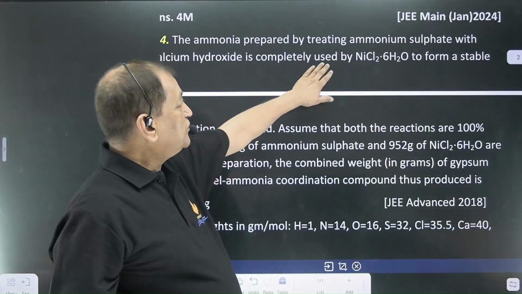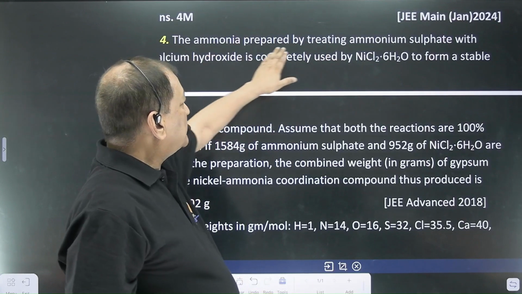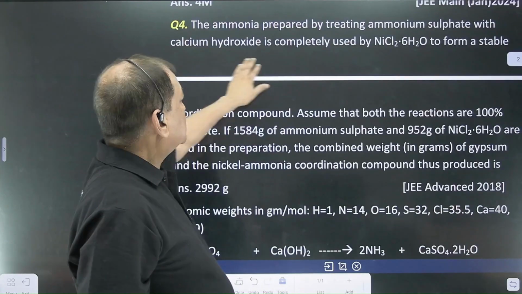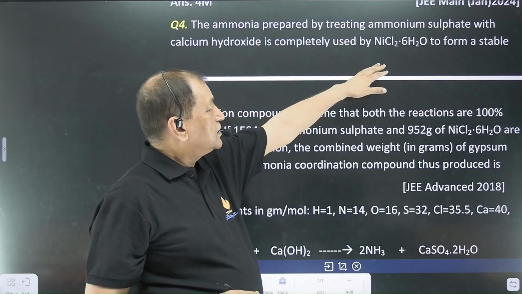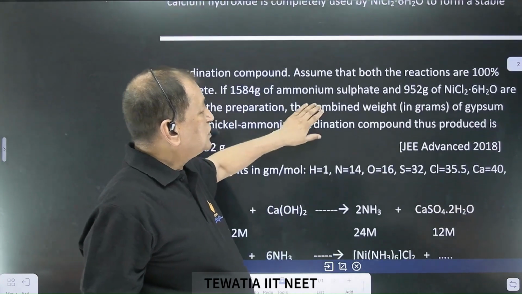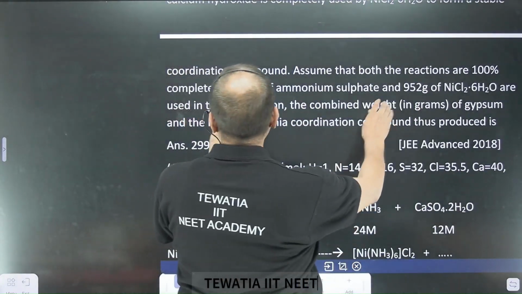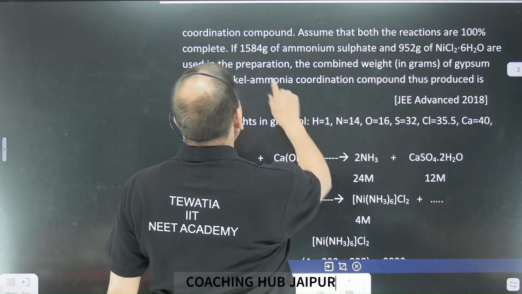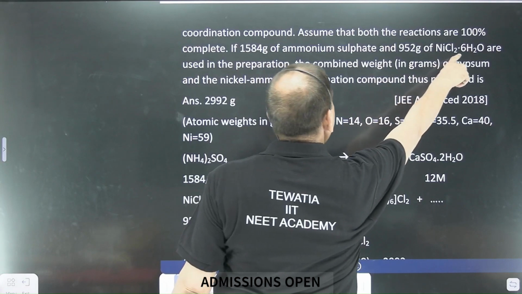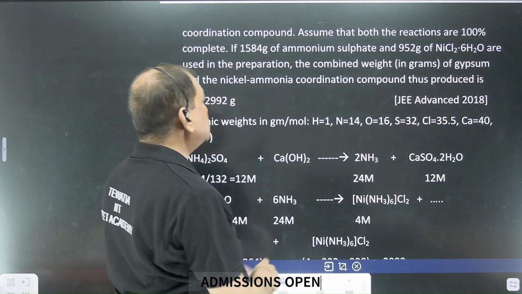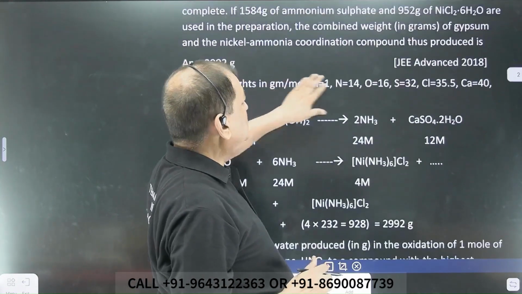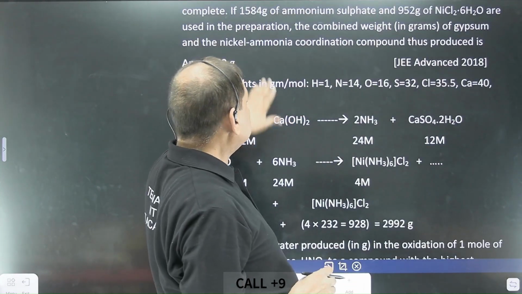Read the question carefully. The ammonia prepared by treating ammonium sulfate with calcium hydroxide is completely used by nickel chloride to form a stable coordination compound. Assume that both the reactions are 100% complete, and if this many grams of ammonium sulfate and this many grams of nickel chloride are used in the preparation, the combined weight in grams of gypsum and the nickel ammonia coordination compound thus produced is this much.